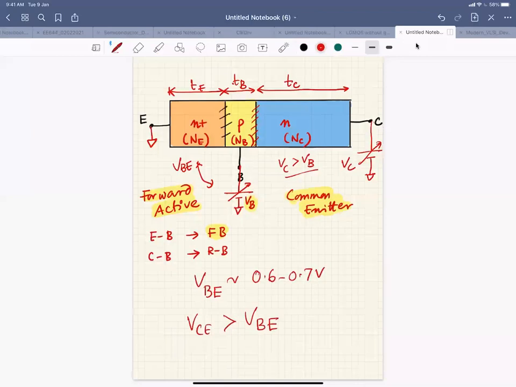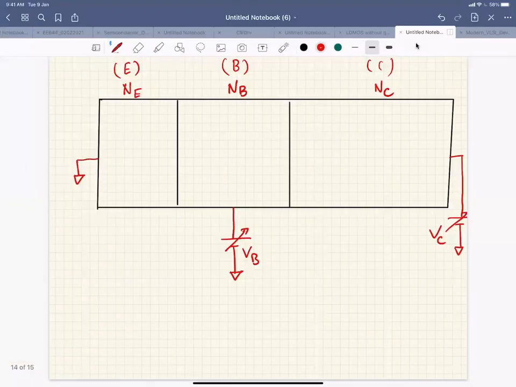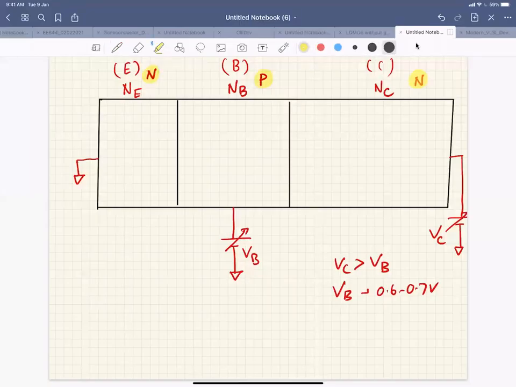Okay, so let's see what happens. When in the forward active mode of operation, I have VB and VC, and I know that VC is greater than VB, and VB is around 0.6 to 0.7 volt. This is an NPN transistor. So the emitter is N type, base is P type, and collector is N type here.